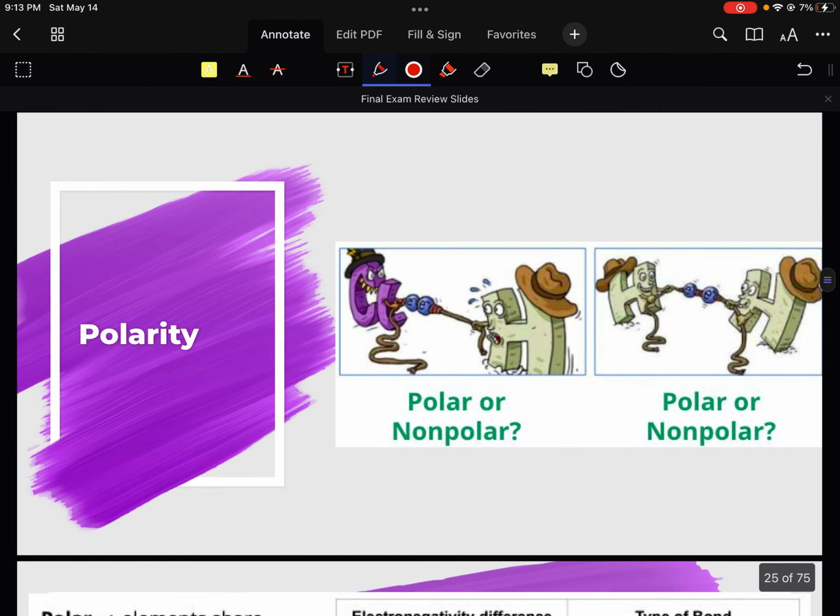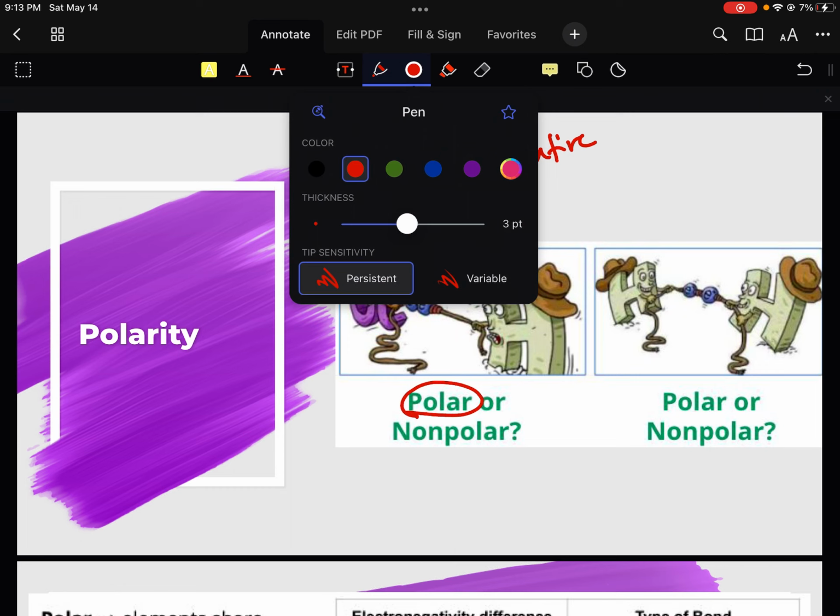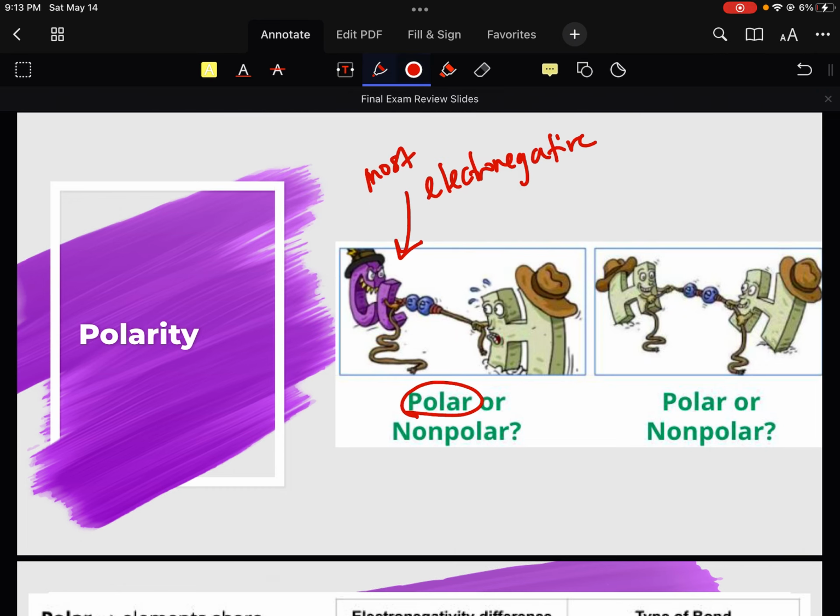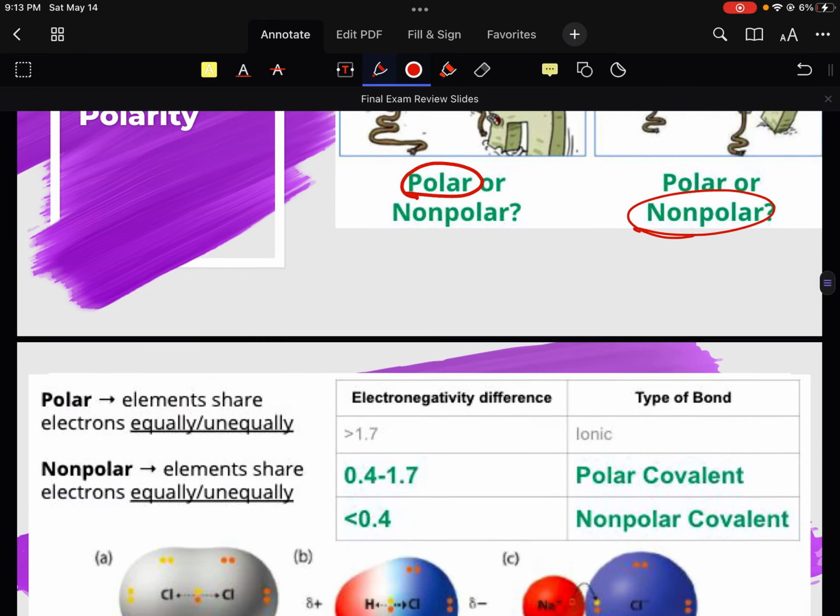We also want to talk about polarity, so if it's polar or nonpolar. Polar bonds share electrons unevenly. Somebody is hogging these electrons, and it's the one that's going to be most electronegative. That's the one that's going to be hogging the electrons. Over here we have a nonpolar bond because they're equally sharing those electrons.